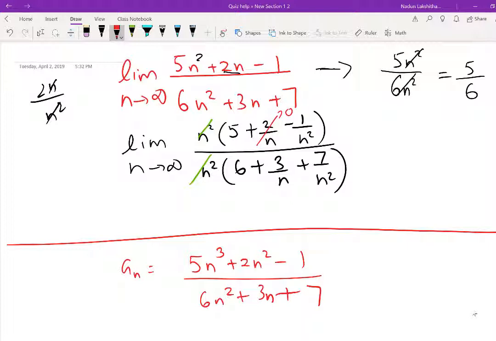Okay. 1 over n square, it's also going to go to 0, right? 1 over a large number. When you keep on taking large numbers, it's going to go to 0. It's getting smaller and smaller. 3 over n, same, it's going to go to 0. 7 over n square, it's going to go to 0.